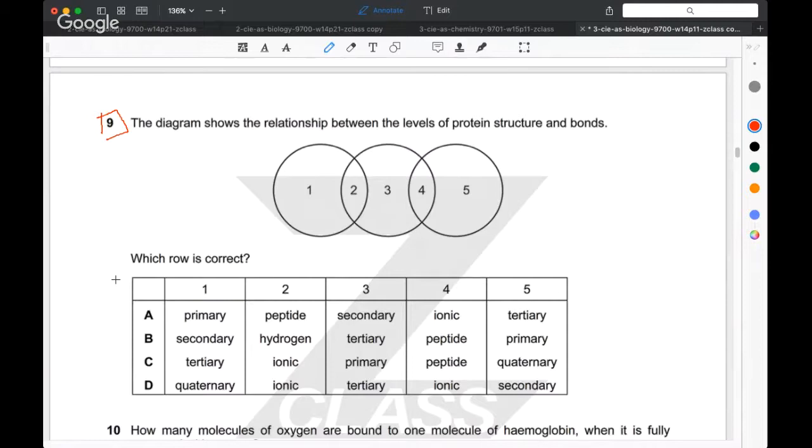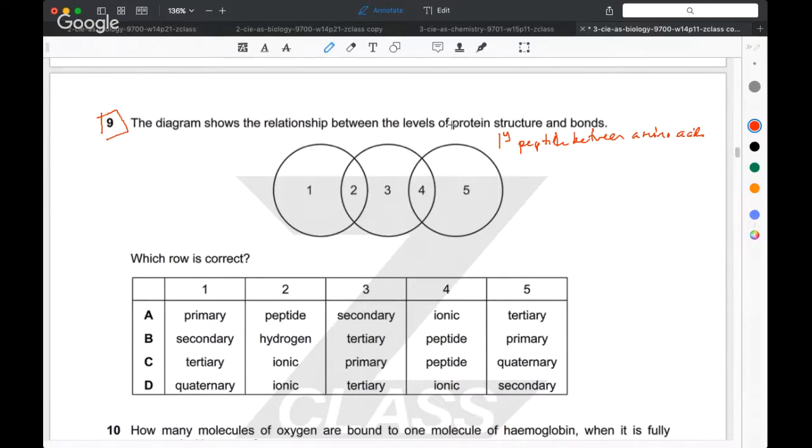So let's just quickly revise those and make sure we've got an understanding of these different levels of protein structure and the type of bonds involved in those structures. Well, the first up, of course, is primary structure. And that's all about the peptide bonds, isn't it, that form between individual amino acids.